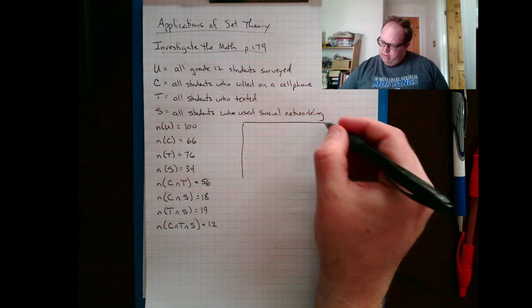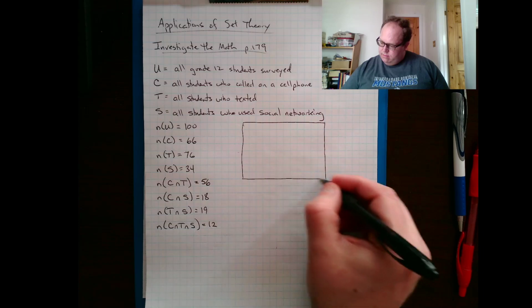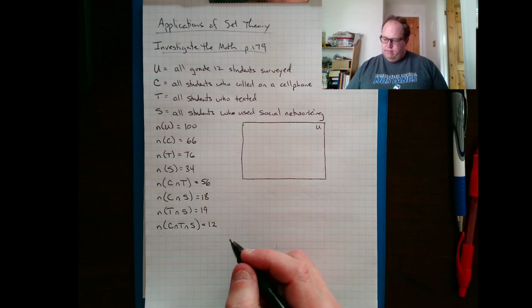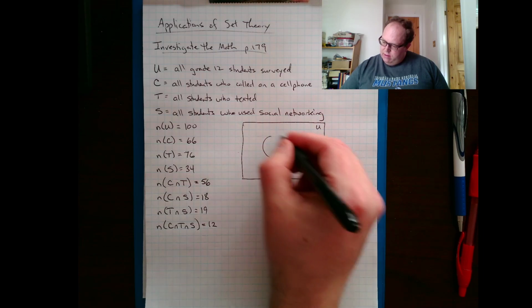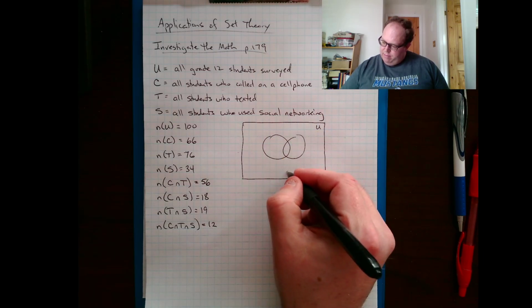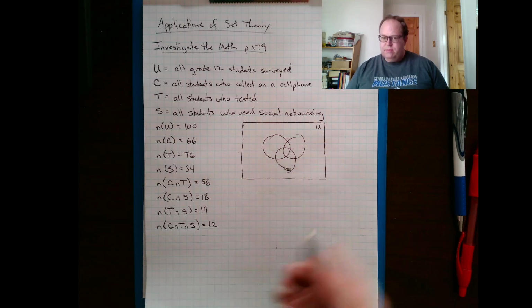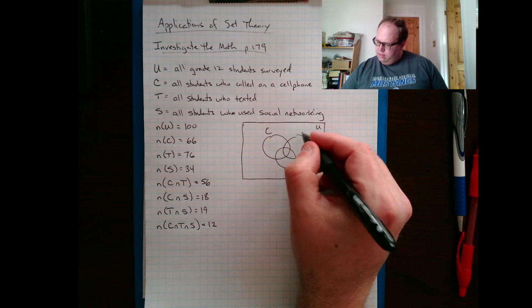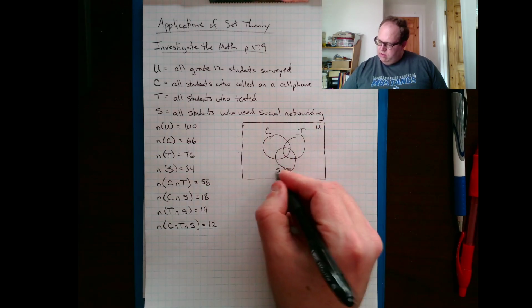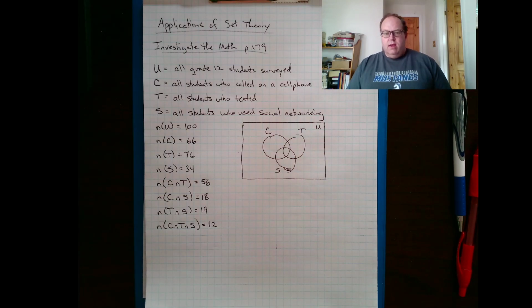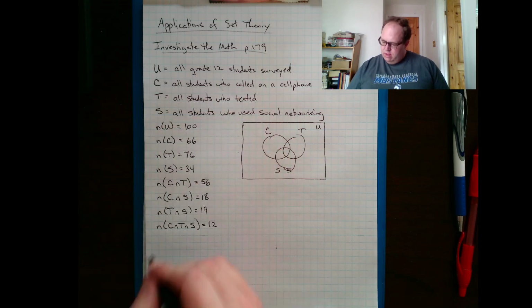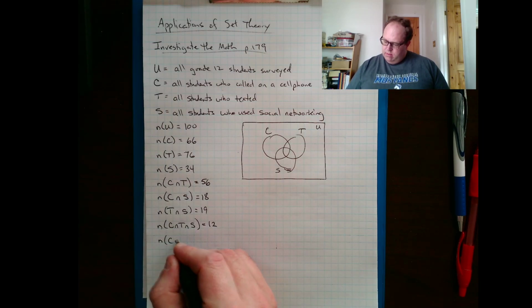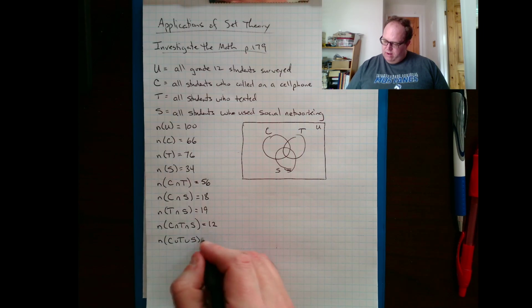So start by drawing out a Venn diagram of the situation. This is my universal set, in which I've got three other sets that all overlap each other. Ooh, that's a terrible circle. Which I will call cell phone group, texting group, and students who use social networking. And ultimately what we're interested in is what percentage of students used at least one of these, and that would be the number that's in the union of all those sets that we're interested in.